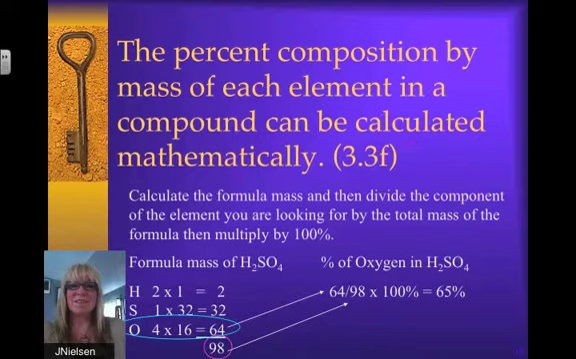Percent comp. Remember that percent comp is equal to part over whole times 100. It's in your reference table. Please make sure you hit the equal sign once you divide and then multiply by 100, or it can mess with your order of operations in your calculator. It's always best to circle what you're looking for. Here they want the percent of oxygen. So here's my oxygen in the whole thing. And then you've got your part, which is your 64, over your whole, 98, times 100.